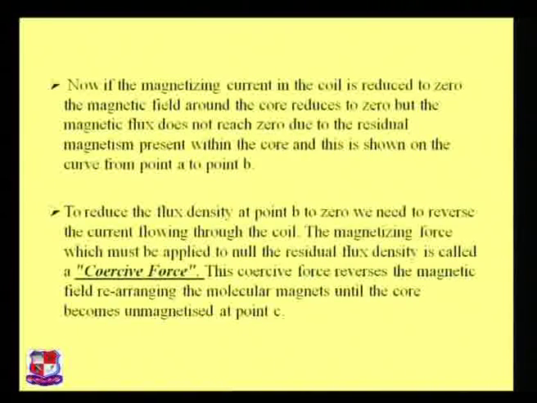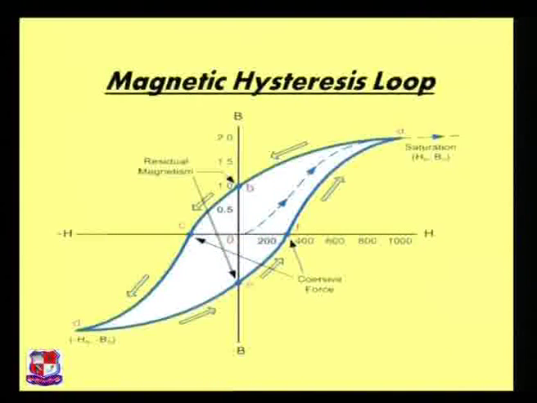After that, if the magnetizing current in the coil is reduced to 0, the magnetic field around the core reduces to 0, but the magnetic flux does not reach 0 due to the residual magnetism present within the core, and this is shown on the curve. Here we can say that the residual magnetism is from 0 to B.